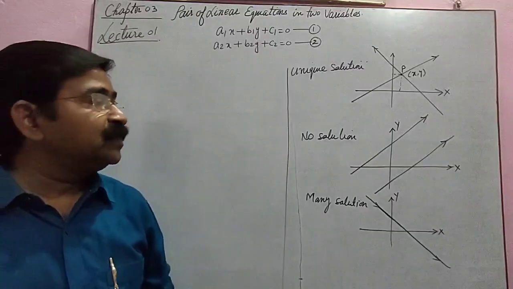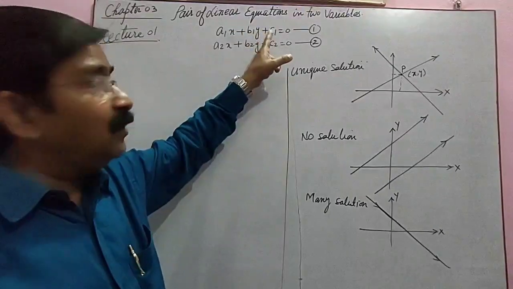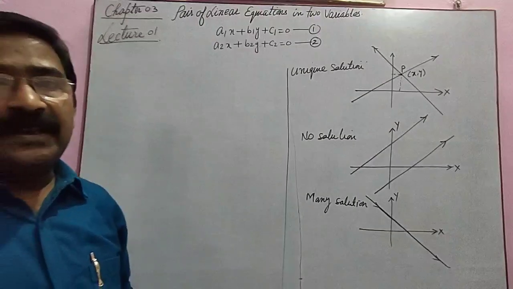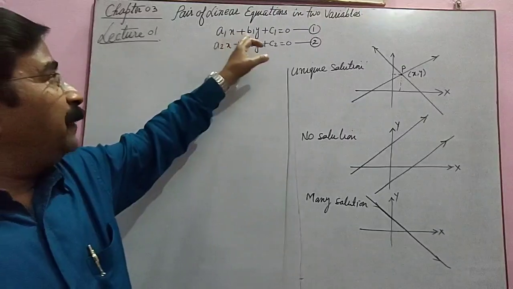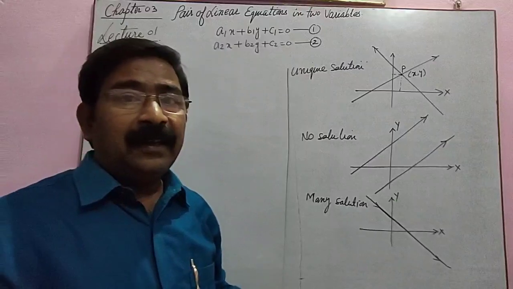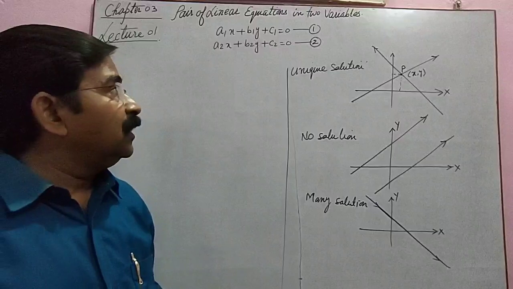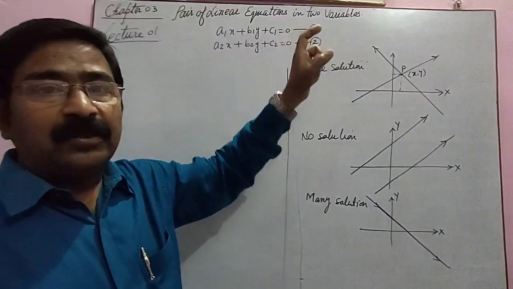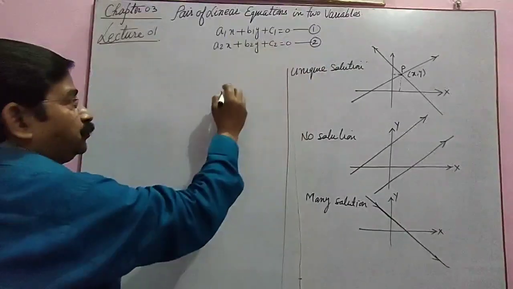Let me tell you. The role of the coefficients of x and y in the equation is to represent the direction of the line. Meaning a and b, the coefficients of x and y, decide in which direction the line is going to pass. And c is related to the perpendicular distance of the line from the origin. Let me tell you one example.